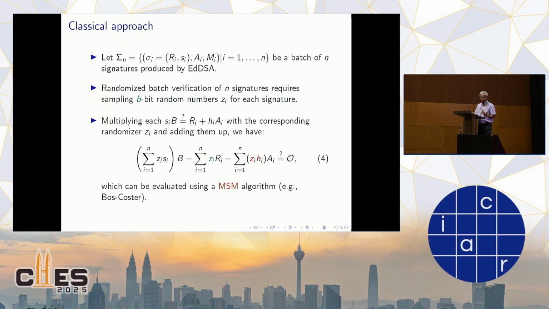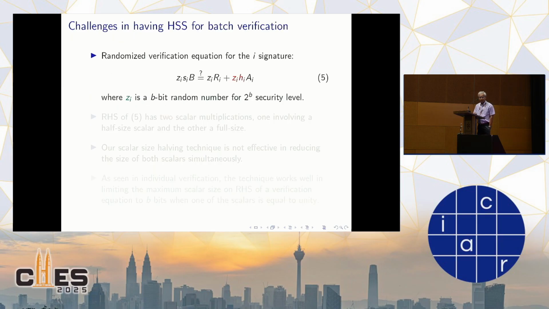And for this, people normally would use the Bos-Coster algorithm. But here, the coefficient of A sub i is just a full-size scalar, and this doesn't really help us reduce the cost, the number of doublings in the operation. So we want to apply the half-size scalar algorithm that I mentioned earlier. But that algorithm doesn't work very well when we have a situation like what is shown in equation number 5.